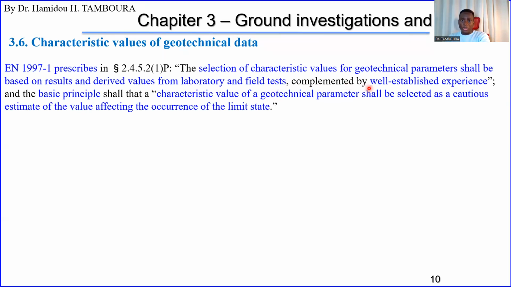Okay. This value is complemented by well-established experience. So it is not only the derived value from the lab test or field test, but also you need experience, and also basic principle. So the characteristic value of a geotechnical parameter should be selected as a cautious estimate of the value affecting the occurrence of the limit state.